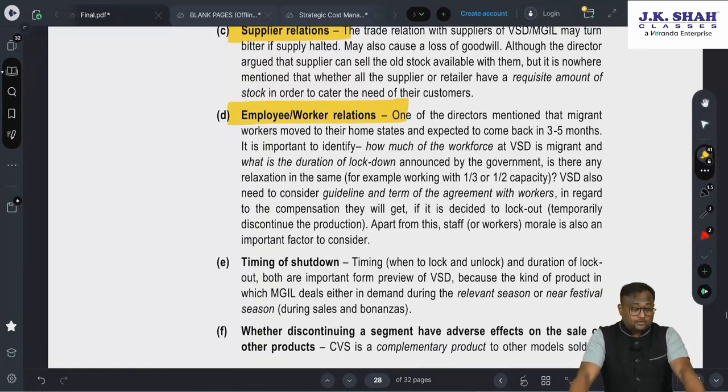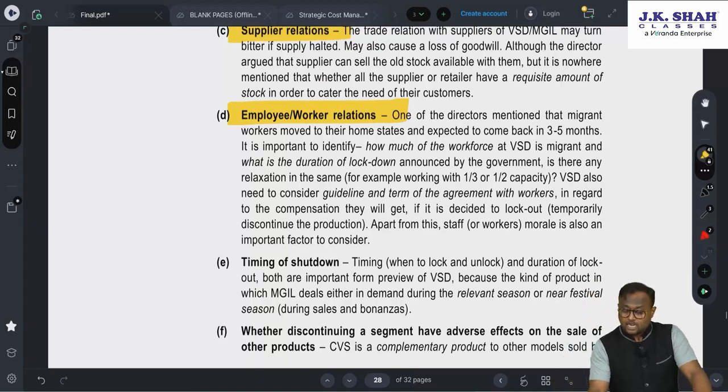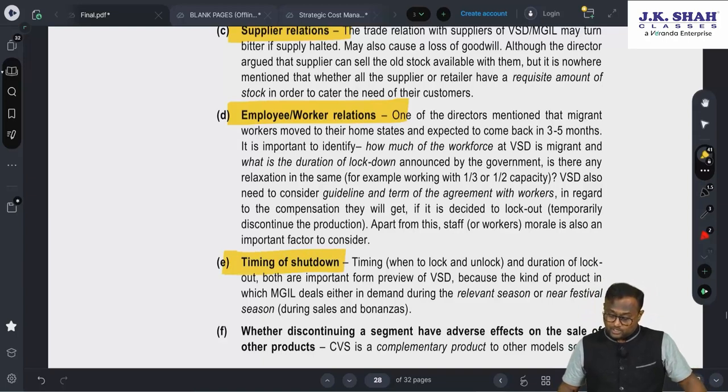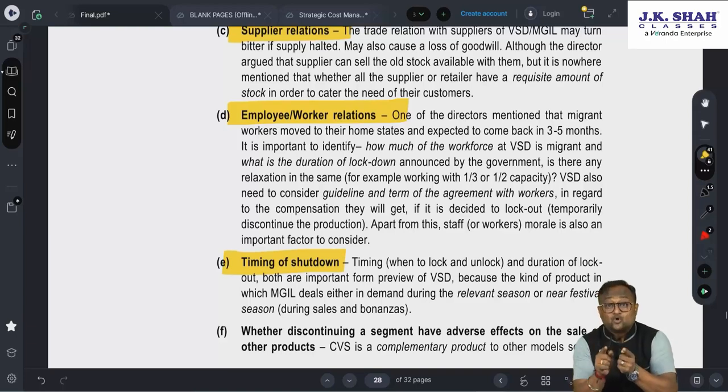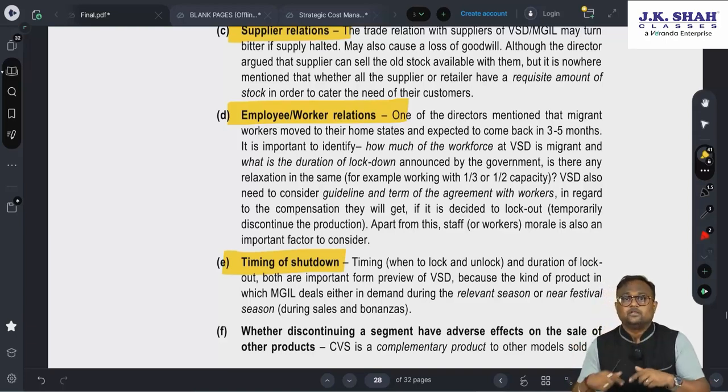Plus, it will have a high impact on morale of employees. They will be under a threat. They will be demotivated because of the uncertainty. They will start getting an insecurity feeling. And plus, the timing of shutdown needs to be considered, because you never know exactly when the problem will be lifted up, when you can restart. Probably, it may so happen that during the shutdown period only, there will be a festival, there will be a demand for you.